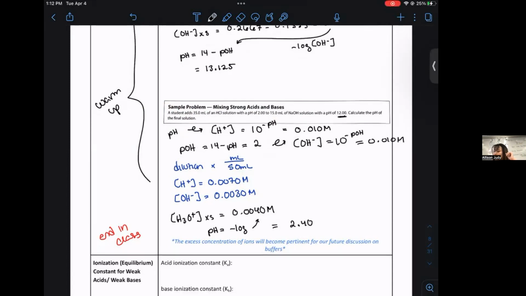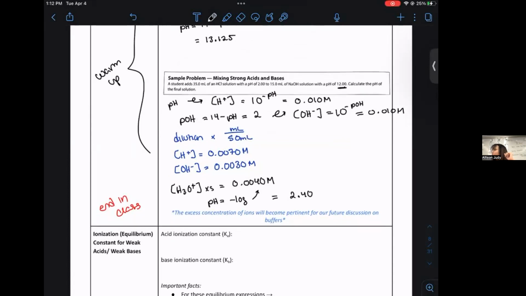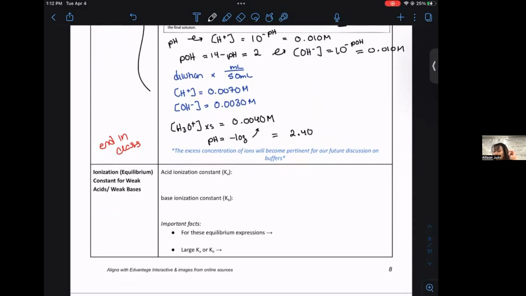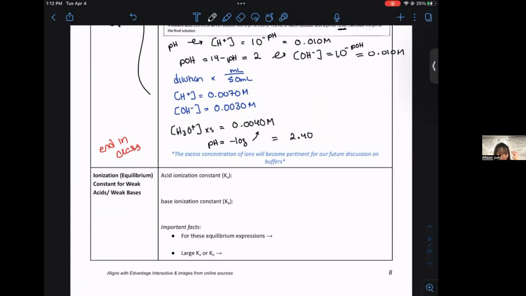Okay. All right. So that's strong acid, strong base calculations. We're going to move now into weak acid, weak base. Okay, weak acid, weak base. So, acid ionization constant, Ka. We've already talked about this in unit 7. So this is unit 7 specific to acid base.